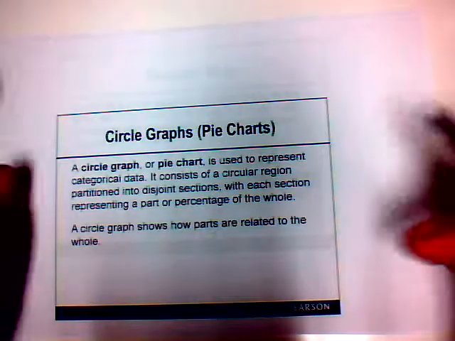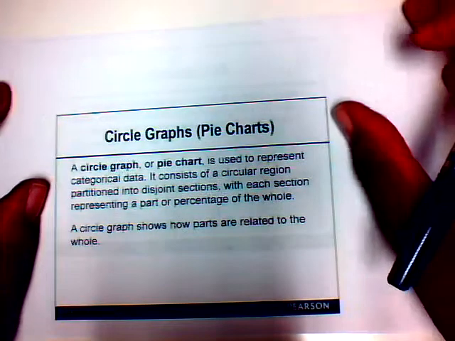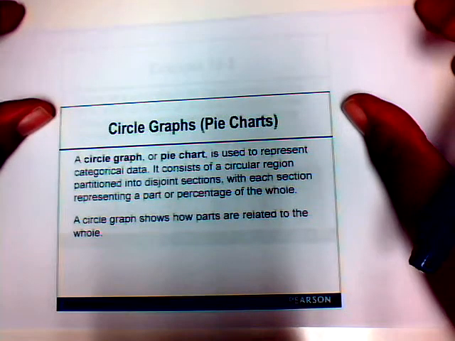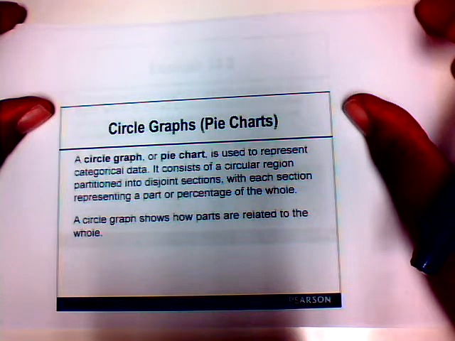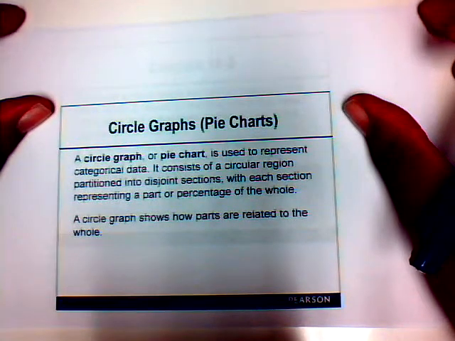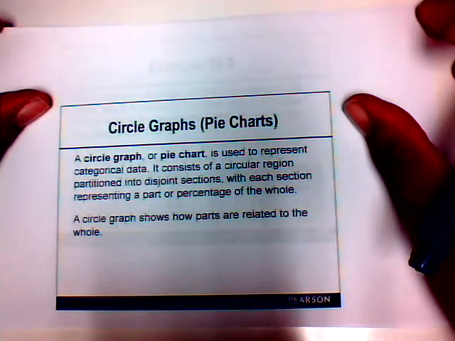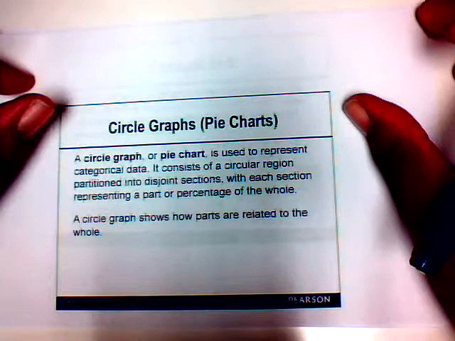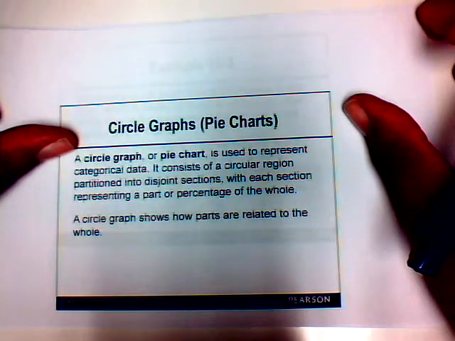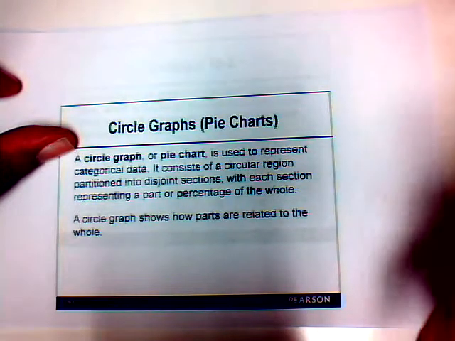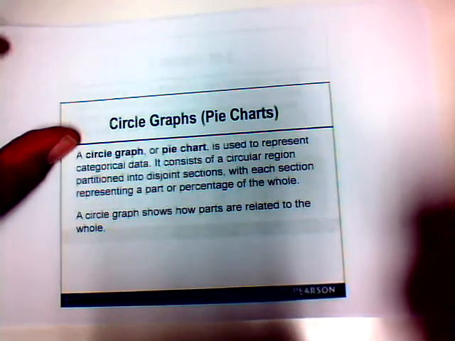Okay, now I'll briefly talk about circle graphs or pie charts. A circle graph or a pie chart is used to represent categorical data. It consists of a circular region that's partitioned into disjoint sections, with each section representing a part or percentage of the whole. And a circle graph shows how parts are related to the whole.